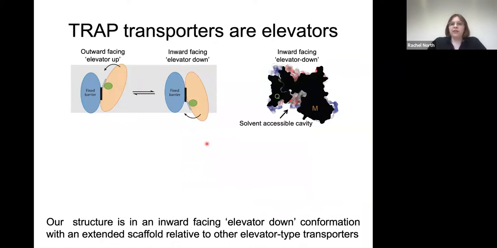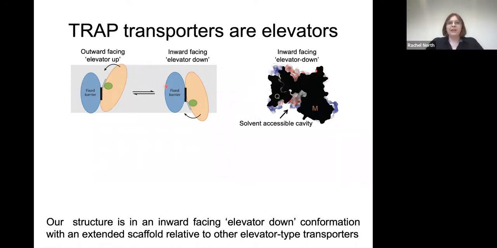Solving our structure of a TRAP transporter allowed us to define TRAPs as elevator-type transporters. An elevator-type transporter is comprised of two separate domains. First we have this fixed barrier domain, also called a rigid scaffold. This is fixed in the membrane and doesn't move almost whatsoever. Then there's the transport domain in orange here, which is likened to an elevator. This moves up and down in the membrane against this fixed barrier domain.